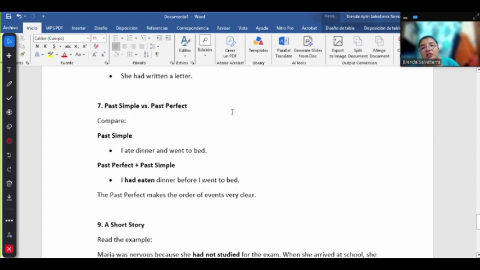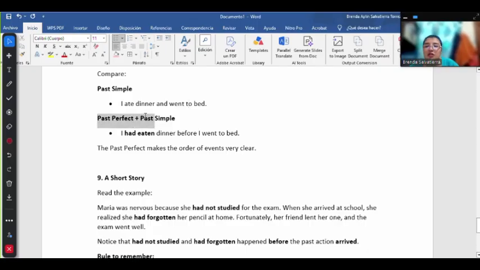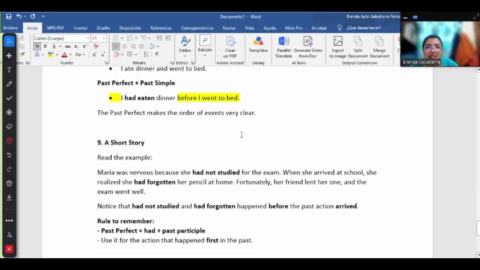Okay, simple past versus past perfect. We compare. Past simple: I ate dinner and went to bed. No auxiliary needed here. Past perfect plus past simple: I had eaten dinner before I went to bed. Here's a combination of both tenses, which are both in the past.